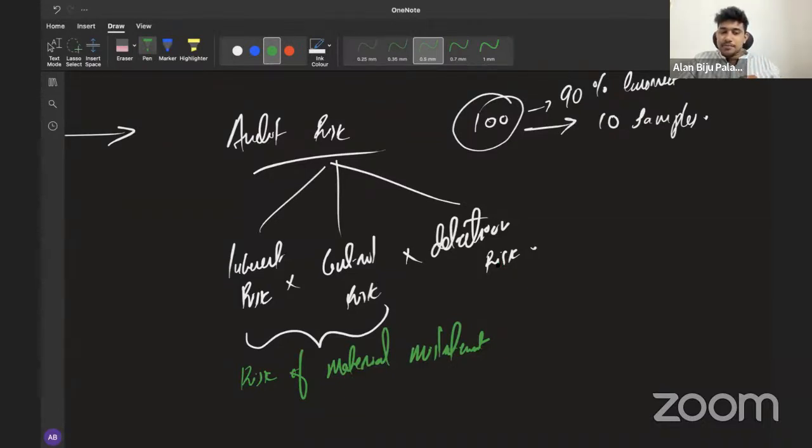Clear, everyone? Is it clear everyone? Yes, sir. Okay. And keep this one in mind. It is one of the main theoretical areas which used to be tested in almost all your exams. So you might be getting a question to define audit risk and the components of audit risk.